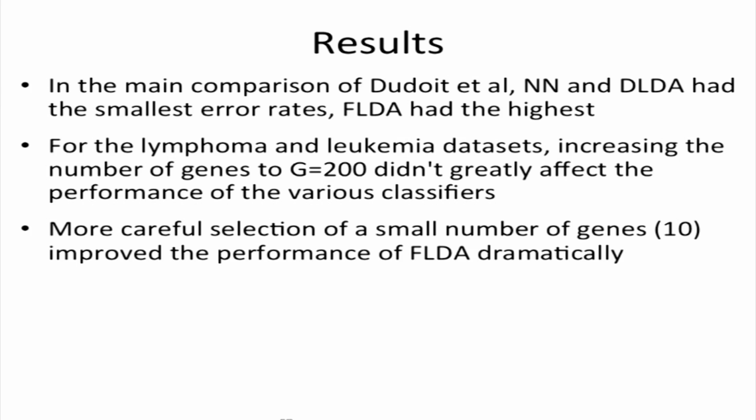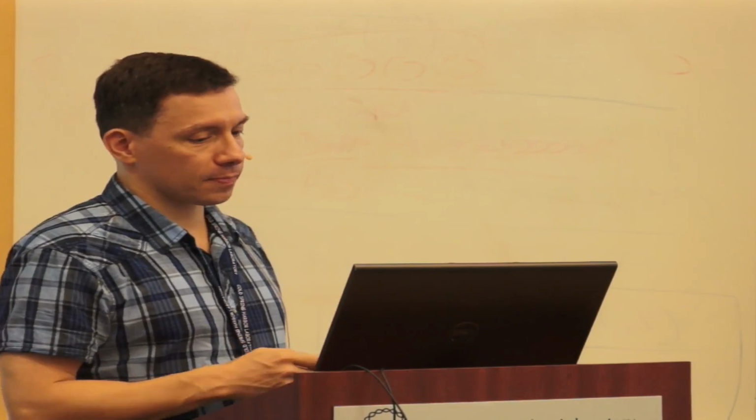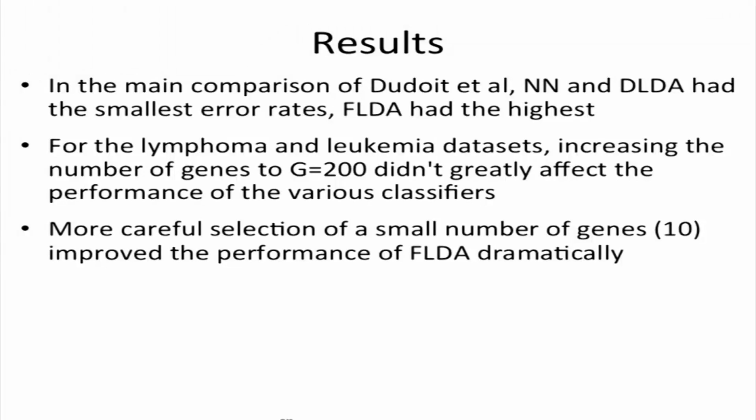And the results really didn't change much with respect to the number of genes that were selected. Remember, for nearest neighbor analysis and discriminant analysis, you need to pre-select the genes. So even if you used, say, 200 genes, it didn't greatly affect the performance.